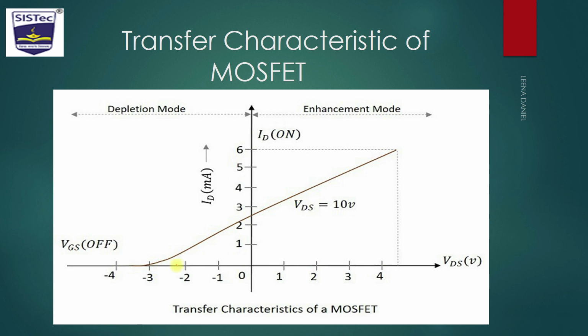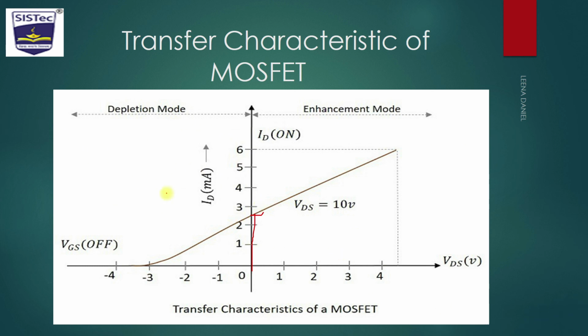As we increase this VDS voltage, after VGST we get a linear characteristic. So this is the minimum voltage at which the MOSFET turns on, and we can say this is the threshold voltage after which the N channel can be formed. This is the minimum voltage at which the N channel can be formed.